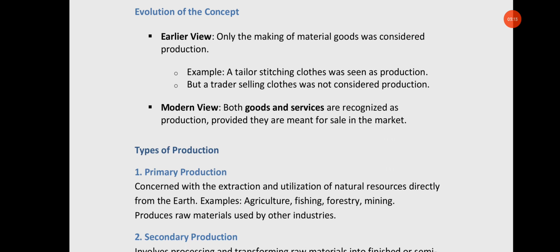Evolution of the concept. In the earlier view, only the making of material goods was considered production. For example, a tailor stitching clothes was seen as production, but a trader selling clothes was not considered production. But in the modern view, both goods and services are recognized as production, provided they are meant for sale in the market. So a tailor stitching clothes and a trader selling clothes are both in the production category.